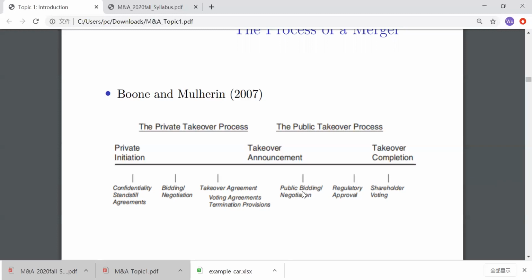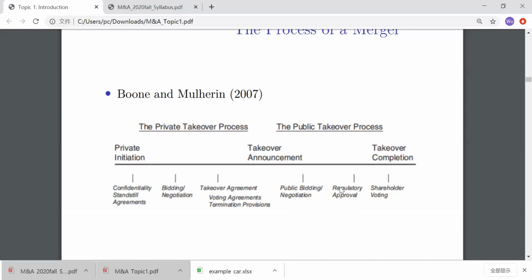And there could be public bidding going on after the public announcement, meaning that companies A and B announced the deal, but there is a third party who's not satisfied with the deal. They will try to join the fray and make public bids. So maybe the acquirer is paying the target $25 per share, but maybe there's another bidder who thinks that the target is worth more. In that case, they will join the fray and say, we want to pay $30 per share. That's the idea. And then there will be more negotiation.